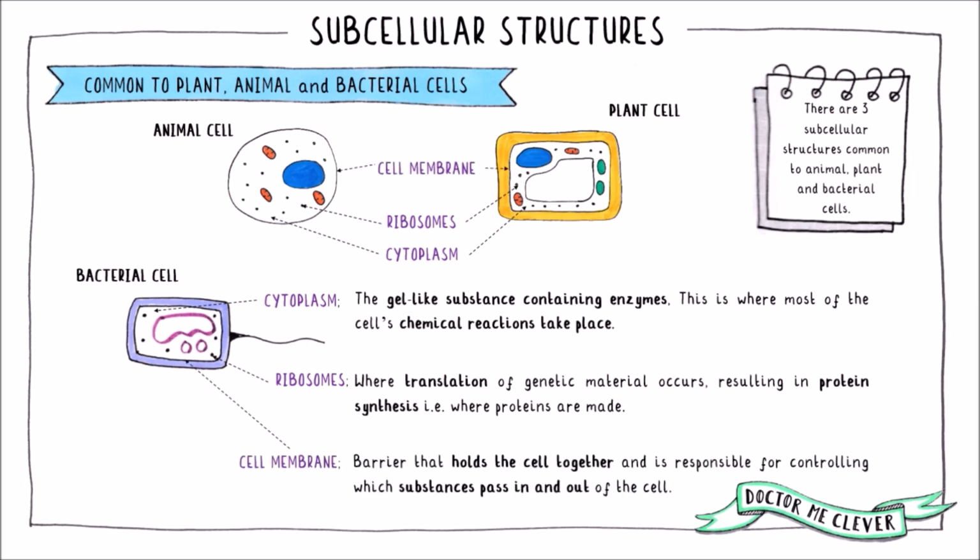And finally, the cell membrane. This is a barrier that holds the cell together. It is responsible for controlling which substances are able to come into or get out of the cell.